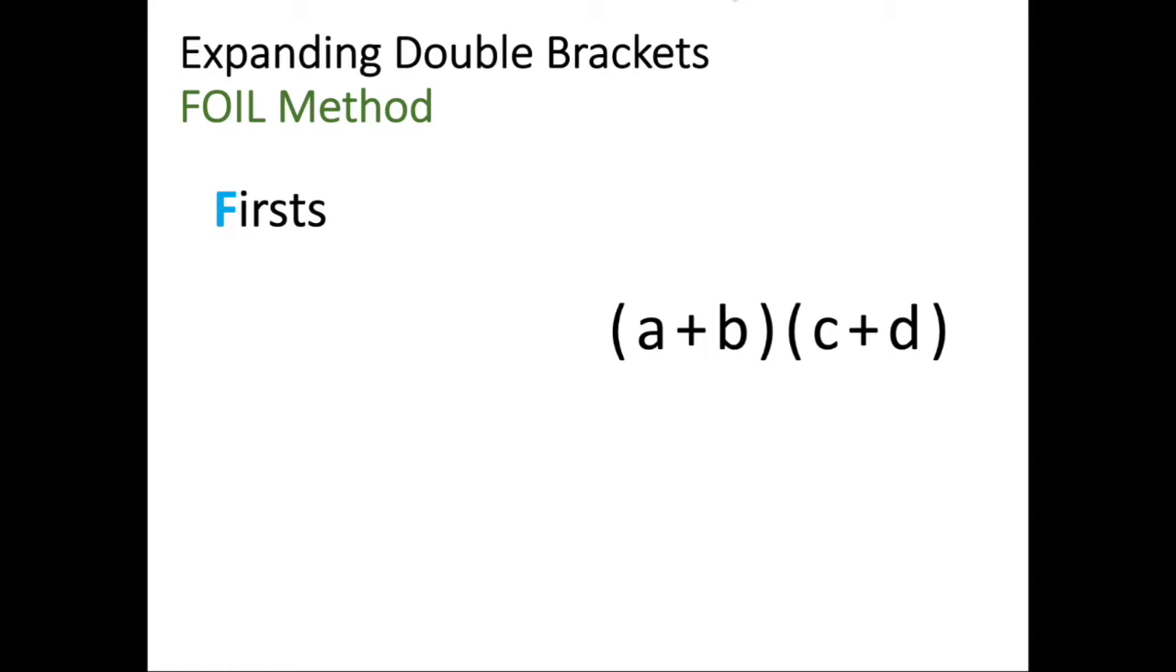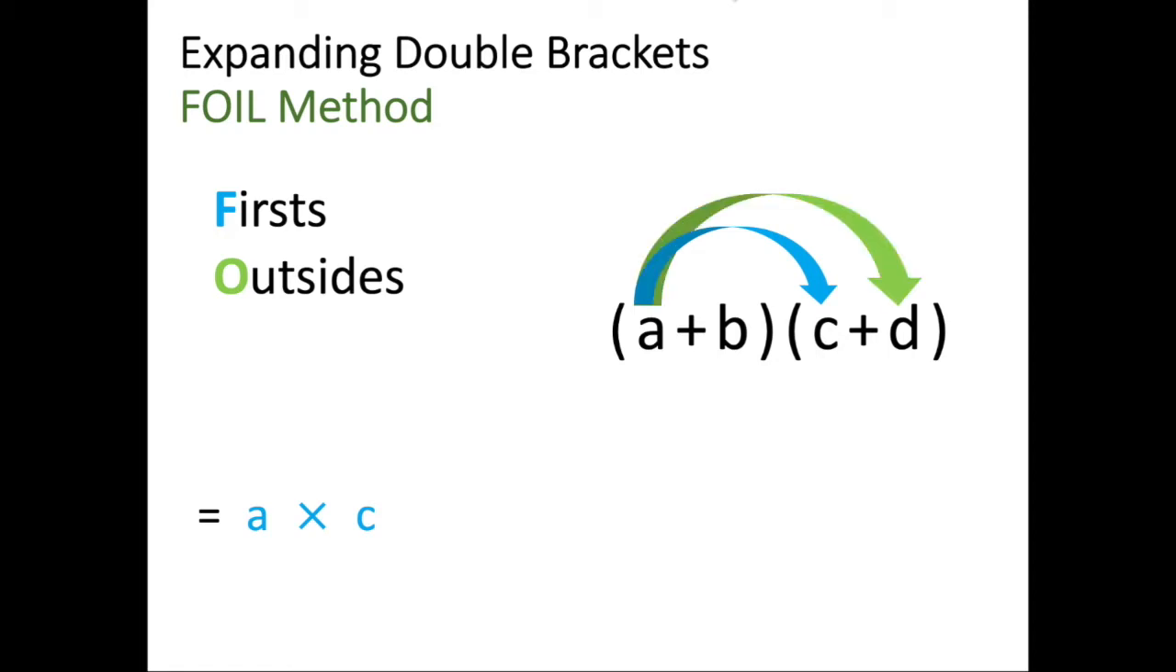When we're looking at firsts, we're looking at the first term in each of the brackets, and we're going to multiply those two terms together. In my standard form, the first terms are a and c, so my first multiplication is a multiplied by c. After I do the first terms, I'm then looking at the outside terms, the two outside terms in each of my sets of brackets. That is a and d, so I'm going to multiply a and d together as my second step.